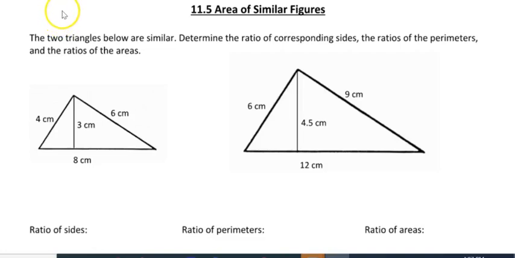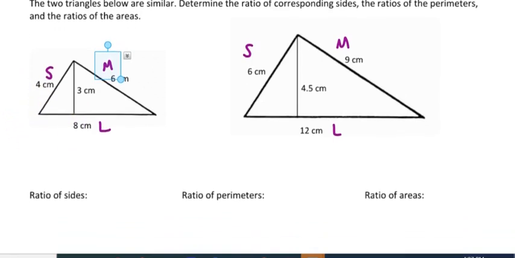Hello, we're going to do 11.5, area of similar figures. And so let's talk about ratios to begin with. So let me get my pen ready. If you look at these triangles and label them small, medium, and large, we're going to compare the two similar triangles and find out the ratio of their sides.